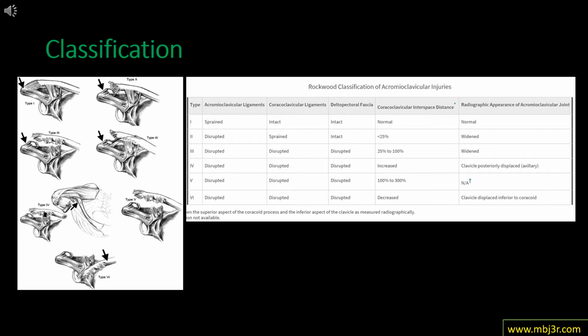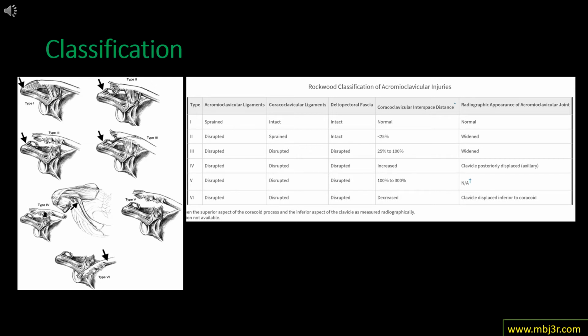Type 1: there is an AC ligament sprain, the coracoclavicular ligaments are intact, the deltopectoral fascia is normal, the coracoclavicular interspace distance is normal, and the X-ray will be normal. Type 2: AC ligaments disrupted, coracoclavicular ligaments sprained, deltopectoral fascia normal, coracoclavicular interspace distance increased by less than 25%, and in X-ray there will be widening of the AC joint.